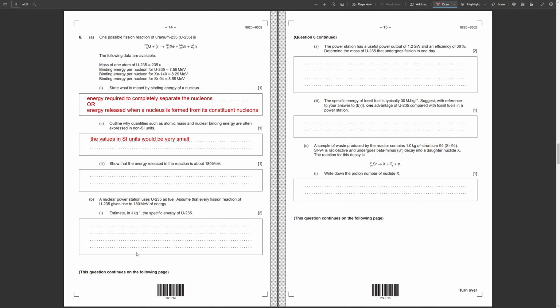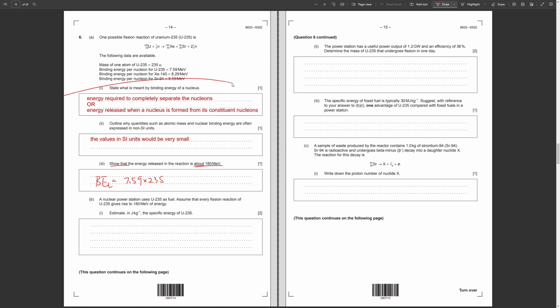Part 3, we are going to make a calculation to show that the energy released in this reaction is about 180 mega electron volts. It is a show that about question. Make sure your final answer is giving one more significant figure than the target's value. Let's begin with the total binding energy on the left-hand side. Binding energy on the left-hand side is the binding energy per nucleon of uranium-235 nucleus, 7.59 times the number of nucleons there, 235.